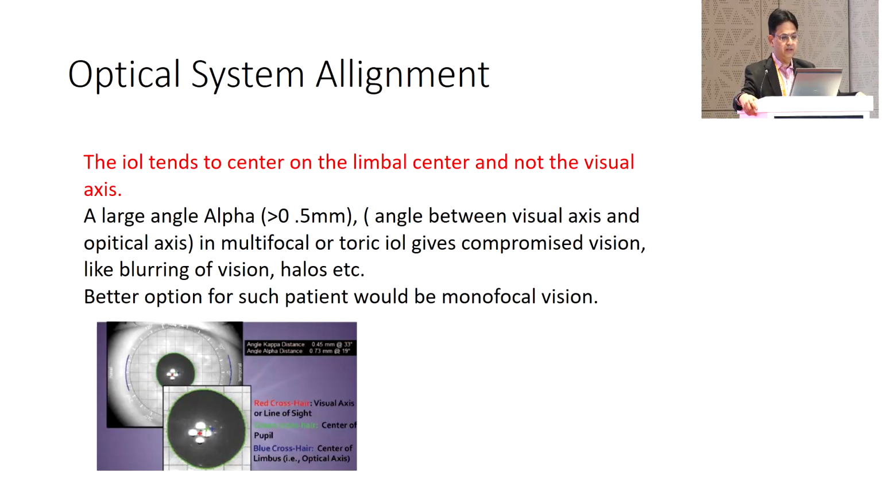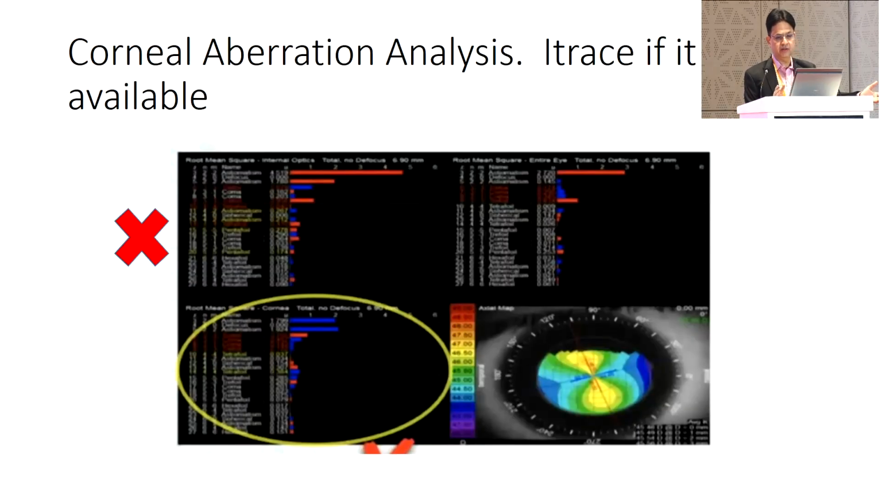IOL tends to center on the limbal center and not on the visual axis. So if there is a large angle kappa, we may have dissatisfaction of the patient in terms of halos or poor satisfaction. A better option for such a patient would be monofocal vision. And if you can afford, if you have such machines, if the patient has got higher order aberrations, you can use eye trace.